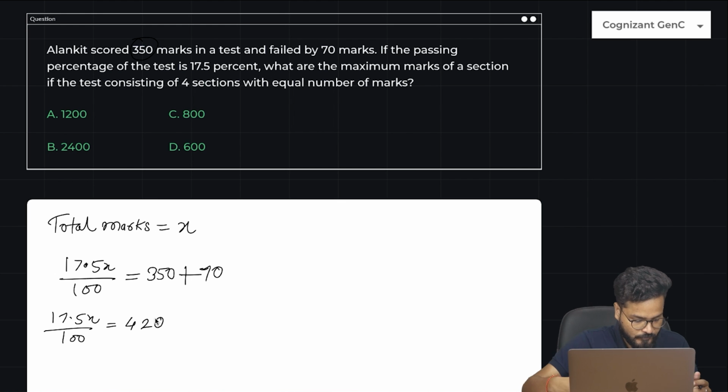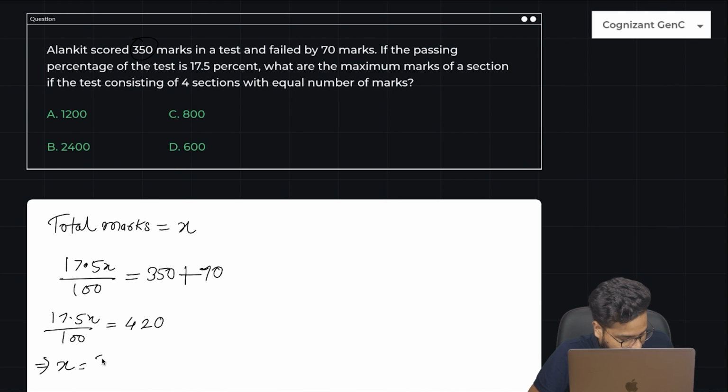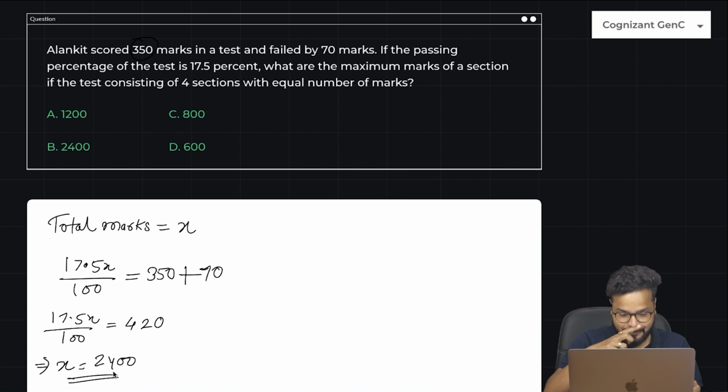420, right? So from here, if I have to solve this, guys, what would be the value for x from here? Can you guys do that on your own? So that's going to be 2400, right? The value for x is 2400. So what would be the correct answer? Option number B again? No. So this is the kind of thing that I have been focusing on in this particular video, the silly mistakes, to be honest.